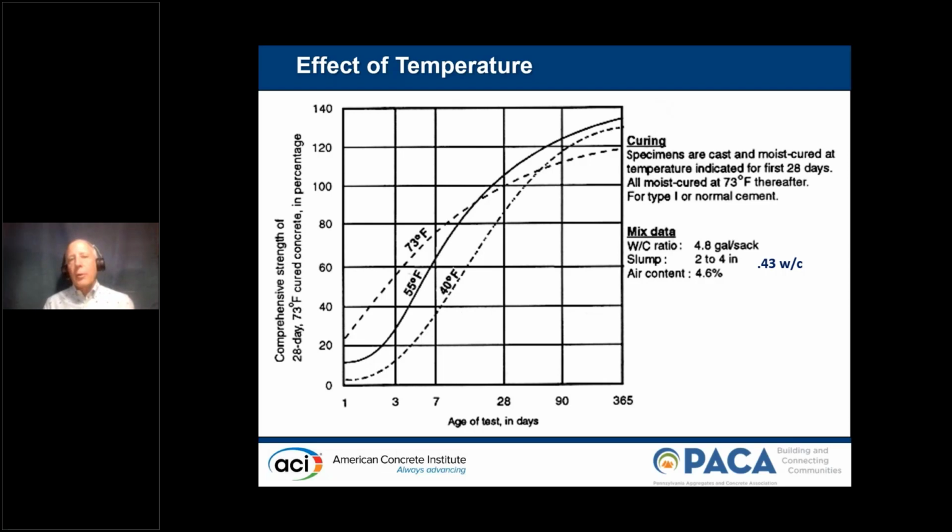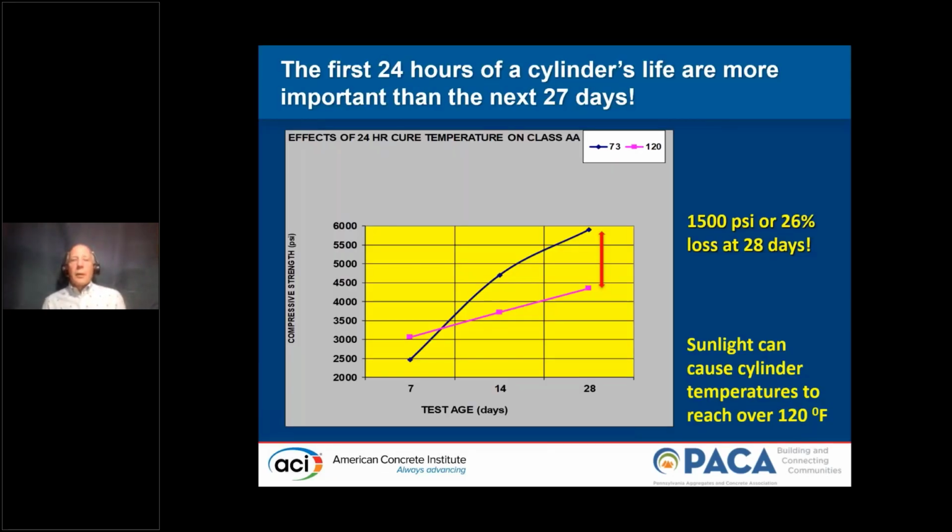What happens when we expose concrete cylinders to temperature changes similar to this? That first 24 hours is critical. So let's make a set of cylinders. Only difference we'll make is one will keep at 120 for the first 24 hours, one will keep at 73. Other than that, they're all the same. And at 28 days, we've lost 1,500 PSI, or 25% of its strength. Only difference is temperature for the first 24 hours.